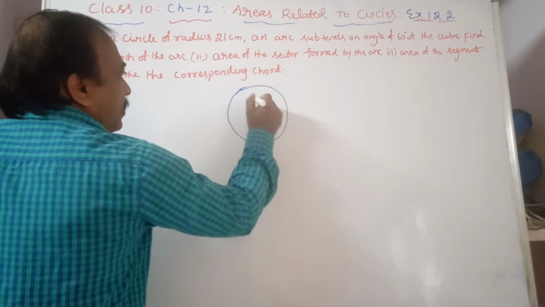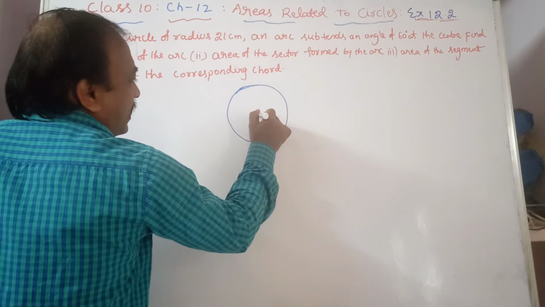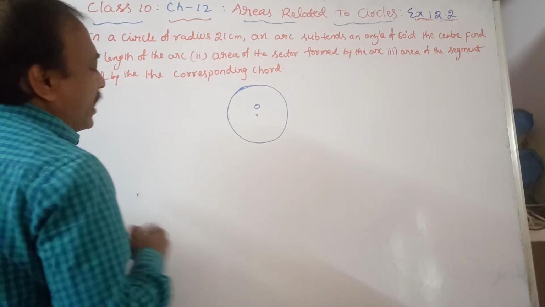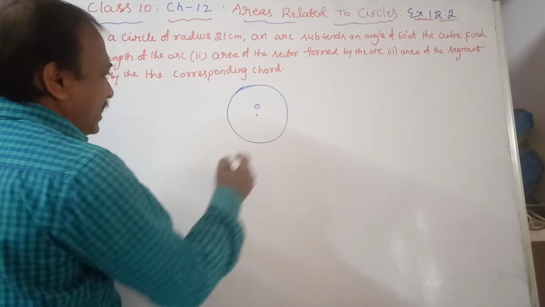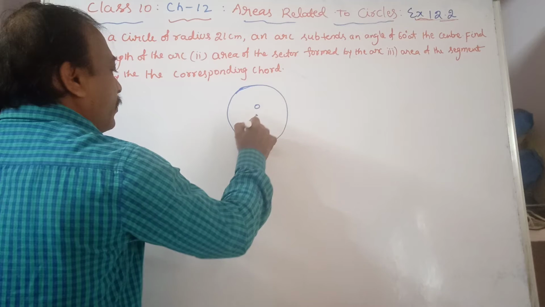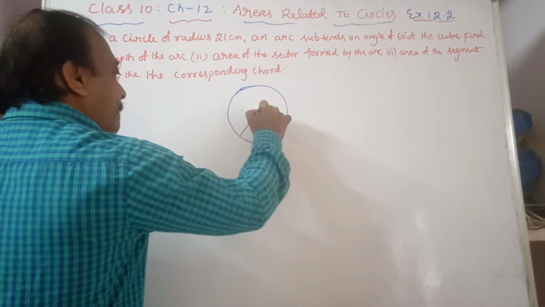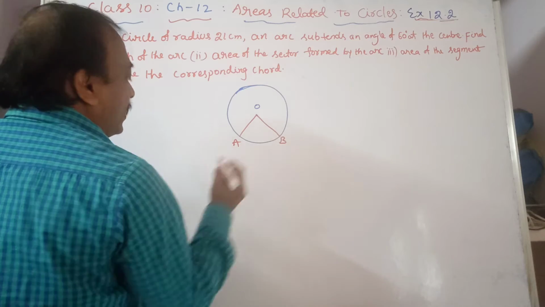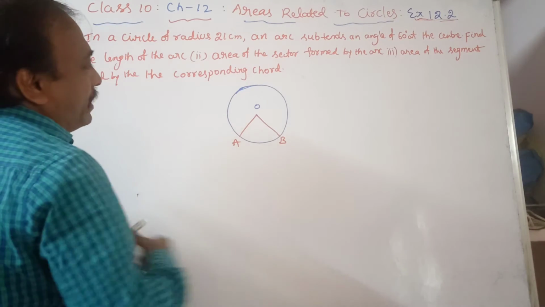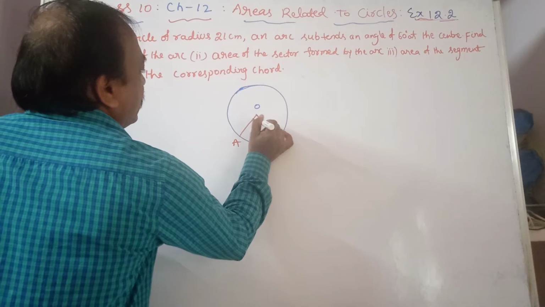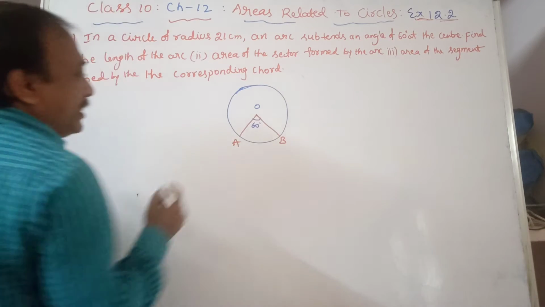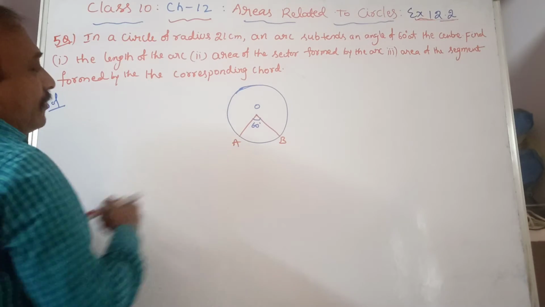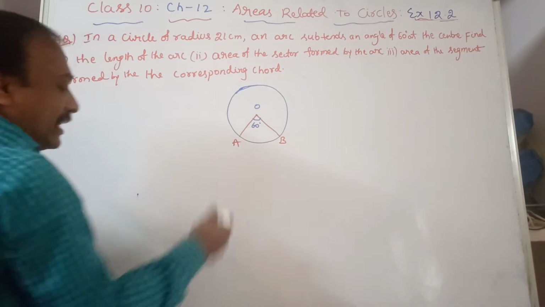So here, this is the center of the circle, which is O, and here we have two radii. This is OA and OB, the two radii. Angle formed between these two is 60 degrees. Now, length of the arc. Arc AB length we have to find out.